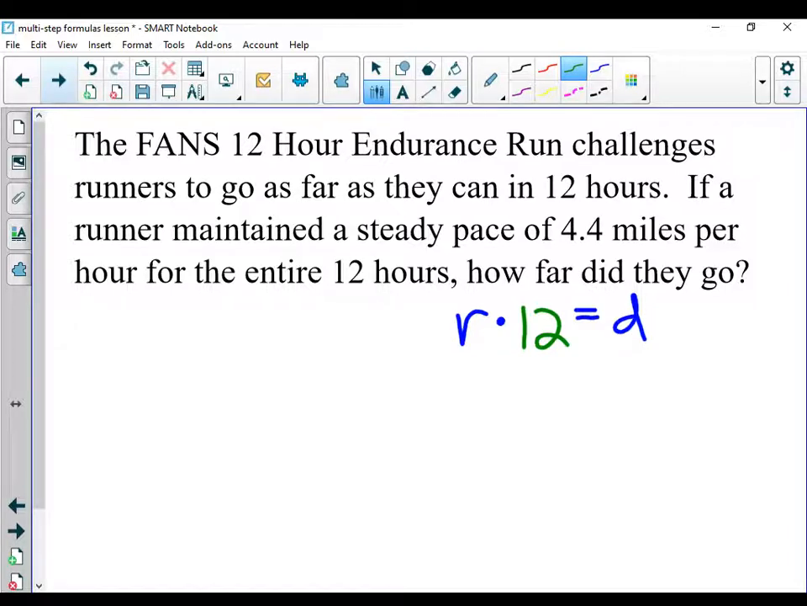This is a long run, people. If the runner maintains a steady pace of 4.4 miles per hour. Any ideas, Mason? 4.4 would be for the R. Yes. The speed, fancy name, rate. Well, this one looks interesting. Seems like I don't have to undo anything. All you gotta do is times it. Yes, Mason. Technically, you'd go left to right. You don't have to undo anything. I love when that happens.